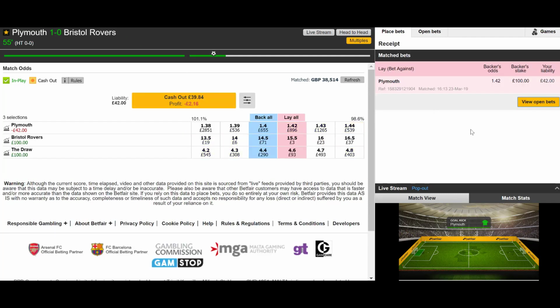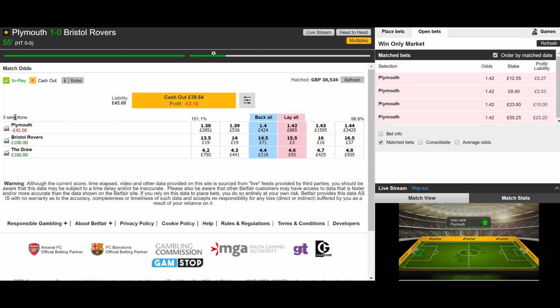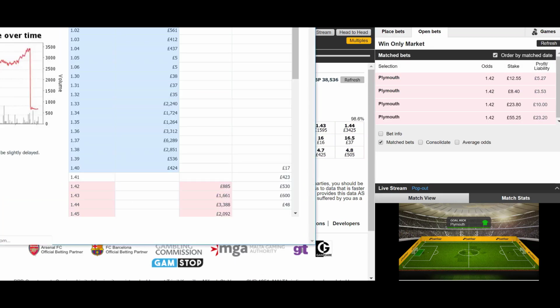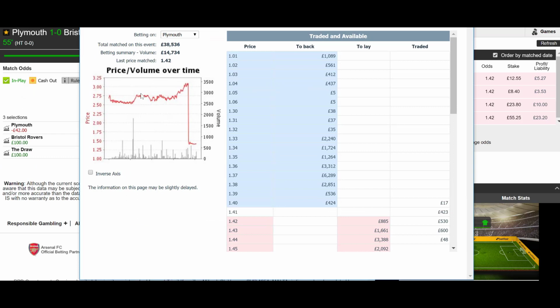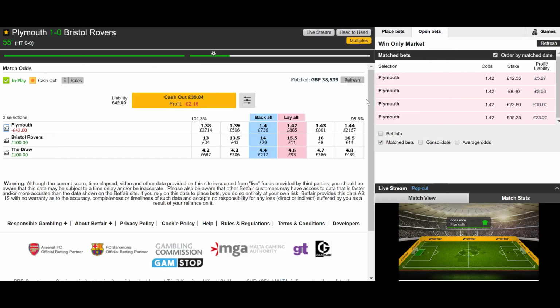So instead of laying Plymouth from the start, we've just waited until some sort of opportunity has arisen and Plymouth have taken the lead. Now, if I was to have laid Plymouth right at kickoff, I think it would have been around a 2.8 starting price to lay them at. But waiting for them to take the lead and then laying them, we've got quite a big discount on that.